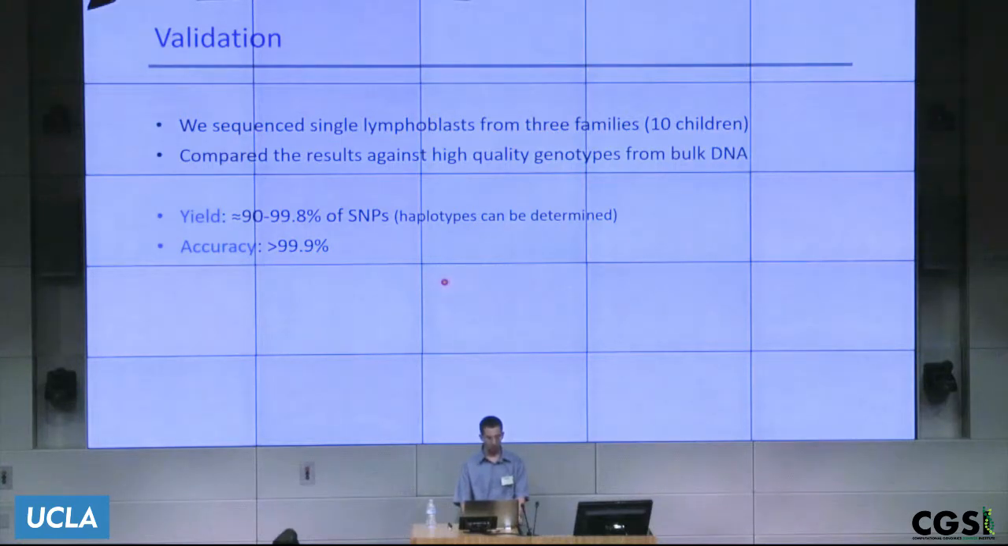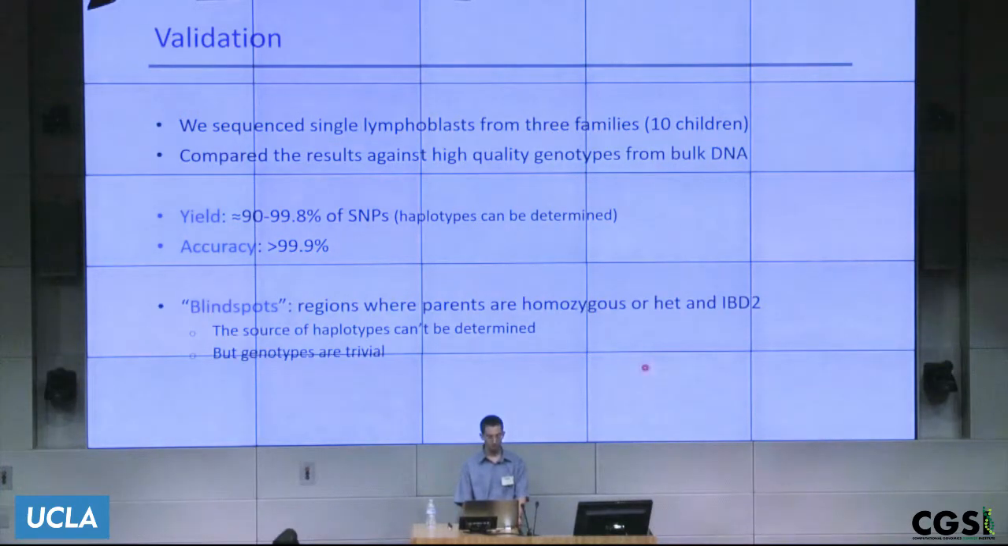Then after a while we found that the blind spots of the method are regions where either the parents are homozygous, they have a long run of homozygosity, or what's even more strange, both parents are genetically completely identical, but they're heterozygous and identical. So they have so-called IBD2 in that region. In these regions, we have no way to tell which haplotype came from which parent. But on the other hand, the genotypes are easy to determine. So what we're doing now is writing a patch that will allow us to genotype the embryos properly, even in these regions.